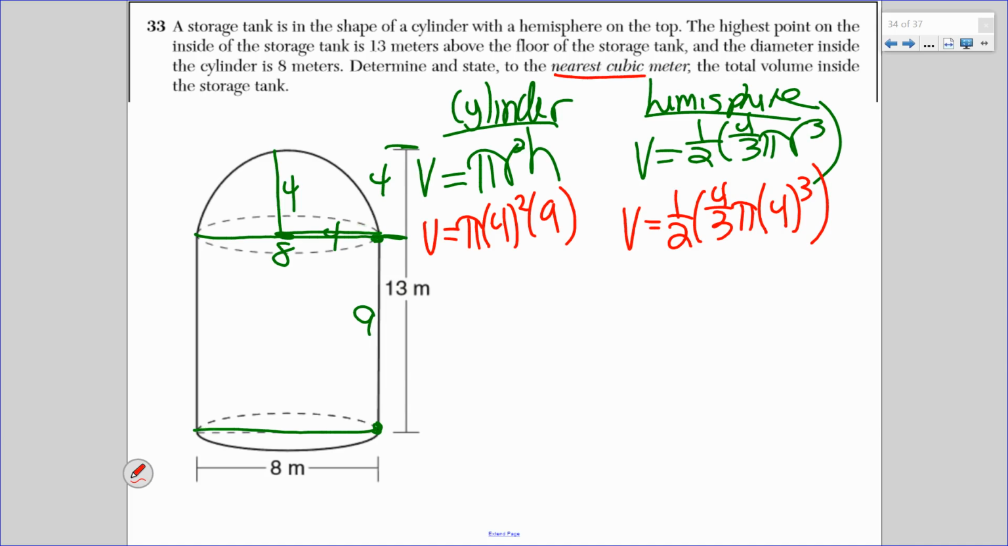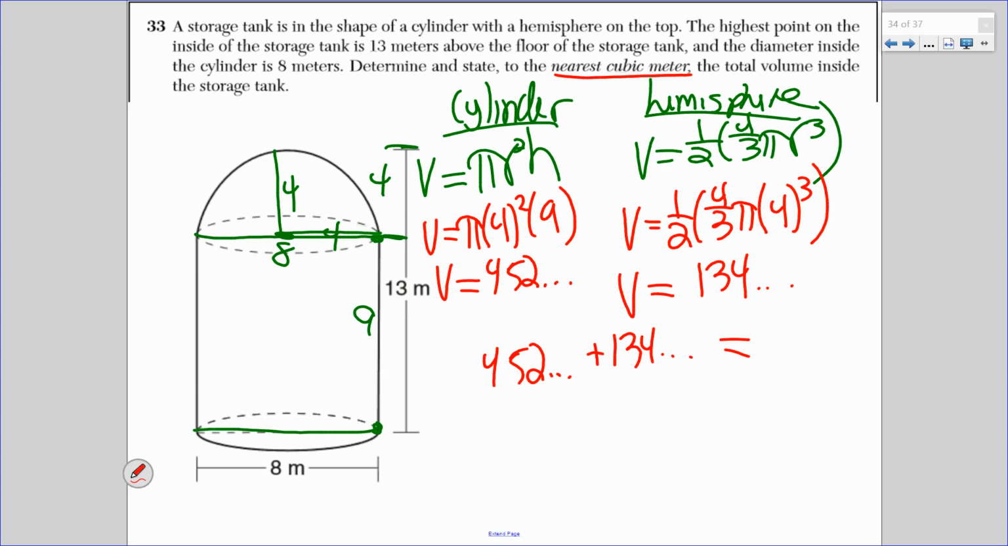It wants the answer in cubic meters, so yes, you will type pi in. I got, for the cylinder, 452 and change. So what I write is 452 dot dot dot. Your teacher might make you write the entire thing out. I'm using that in the calculator for the next computation, but I'm not writing the whole thing out. For the hemisphere, 134 dot dot dot. To find the volume of the entire thing, I'm doing my 452 dot dot dot plus my 134 dot dot dot equals 586 meters cubed. That's a big storage tank.